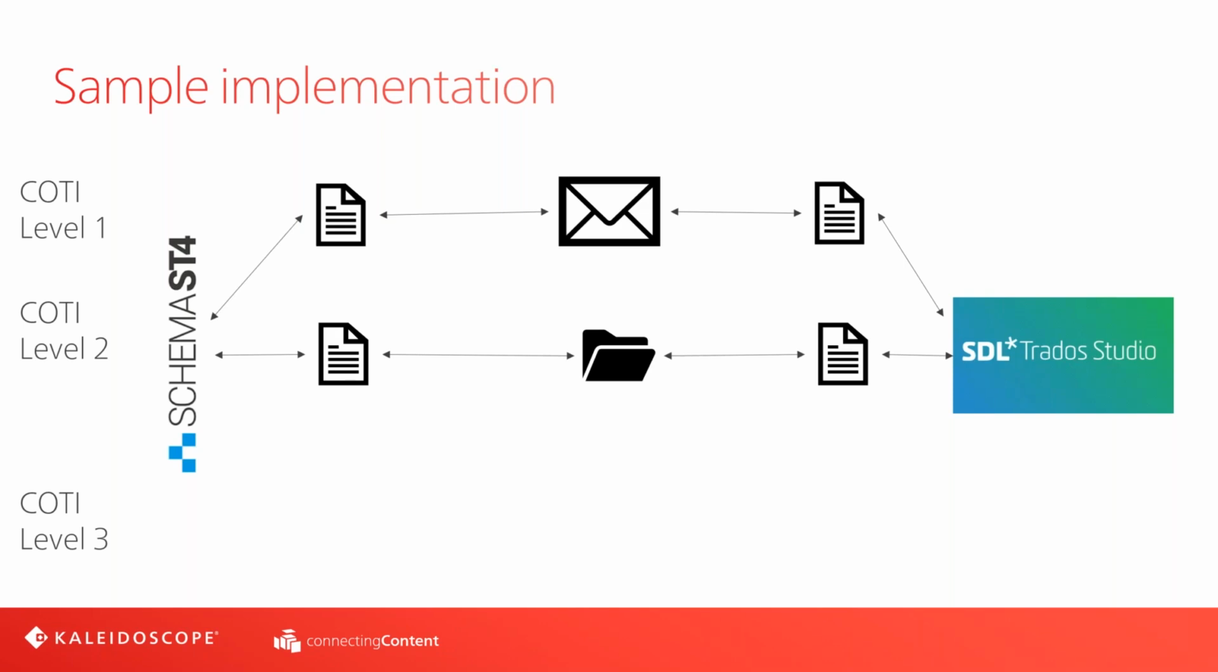KoDi Level 2 is essentially the same thing. So we have the same package format. We have a .kodi file, which really is a zip file with this predefined structure. But we're going to add a level of automation here, which is the hot folder or watched folder integration. So that means in the demo, Schema will put the KoDi file into that watched folder, connecting content on the Trados or on our side.